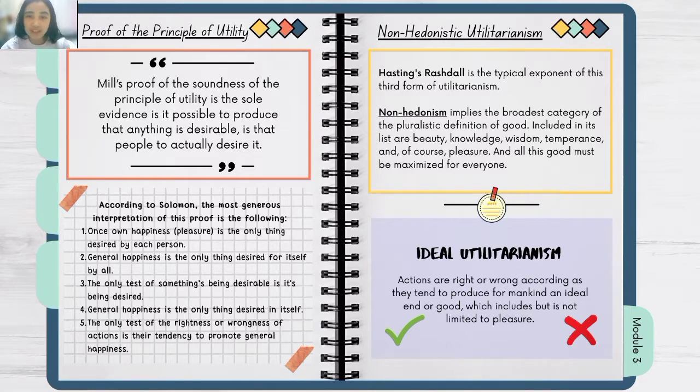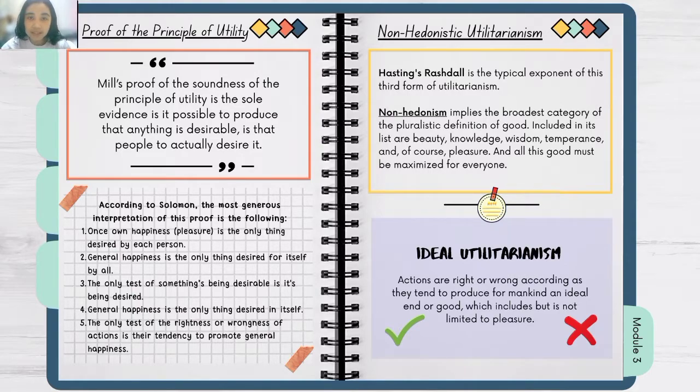Mill's proof has been the subject of debate among utilitarian scholars because of this. According to Solomon, the most generous interpretation of this proof is the following. First, one's own happiness or pleasure is the only thing desired by each person. The second is, the happiness of all is the only thing desired for itself by all. Third, the only test of something's being desirable is its being desired. Number 4, the general happiness is the only thing desired in itself.